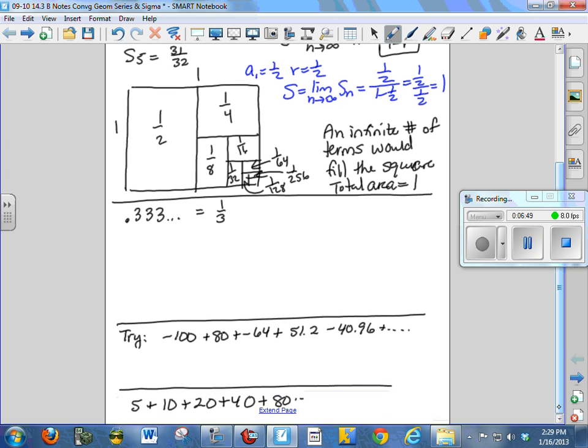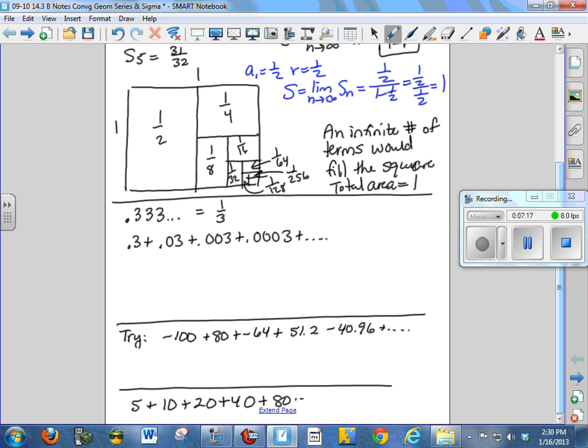A stretch of the imagination, I know. Let's apply this to another situation. A repeating decimal can actually be written as an infinite geometric sequence. So we can write this as 0.3 plus 0.03 plus 0.003 plus 0.0003 plus, and so forth.